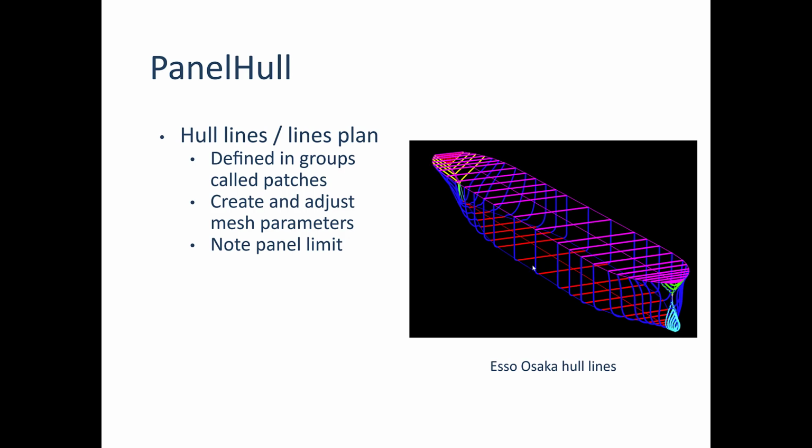So you generate these hull lines with information that you have on the vessel through a lines plan. This is the Esso Osaka hull lines. There's a sample project that you can look at in detail. There's a lot of information here.